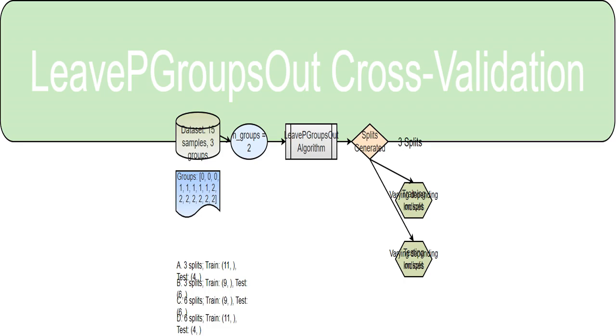I'm using the LeavePGroupsOut function from Sklearn, a powerful tool for cross-validation. It's specifically designed to handle situations where you have groups of related samples, like in your problem. It makes sure that samples within the same group aren't split between training and testing sets.